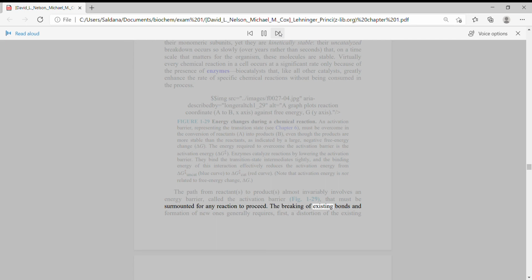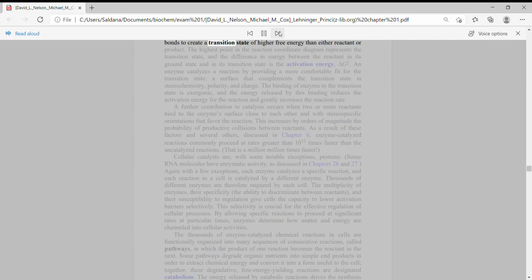The breaking of existing bonds and formation of new ones generally requires, first, a distortion of the existing bonds to create a transition state of higher free energy than either reactant or product. The highest point in the reaction coordinate diagram represents the transition state, and the difference in energy between the reactant in its ground state and in its transition state is the activation energy, ΔG‡.